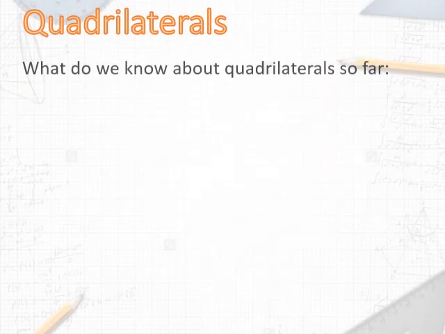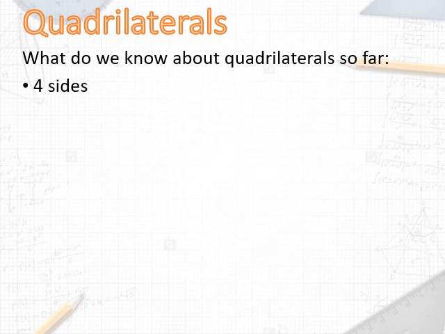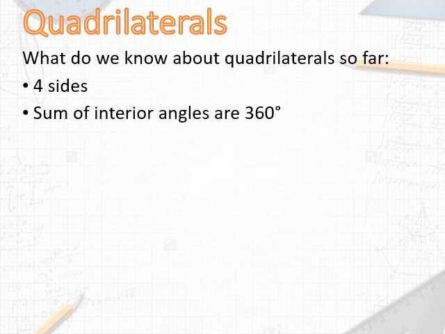Okay, so things that we know so far. We got 4 sides, duh. Quadrilaterals have 4 sides, they also have 4 angles, and those angles add up to be 360 degrees. So those are kind of the qualifying characteristics of a quadrilateral.